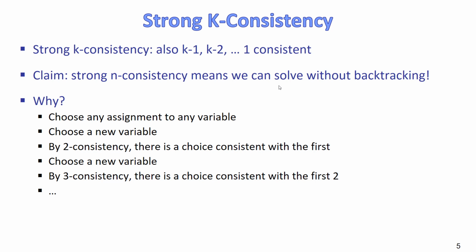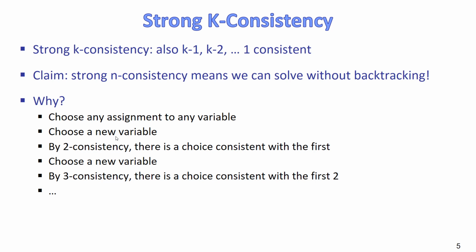Why is that? Now think with me. If it's strongly consistent, that means that it's 1 consistent, right? So we can choose any assignment to any variable. So we will choose a variable and we assign a value to it. Of course, because it's 1 consistent, we can find the value. Now choose any other variable, and by 2 consistency, that means that for that new variable, there is a value that is consistent with the first variable.